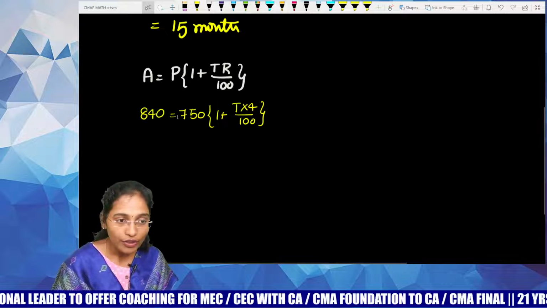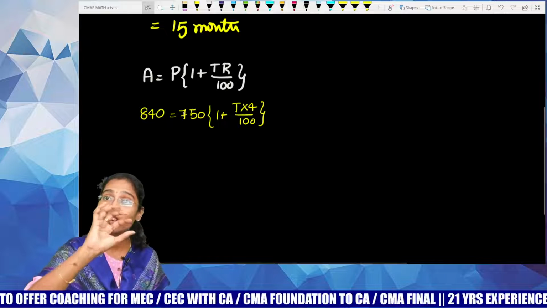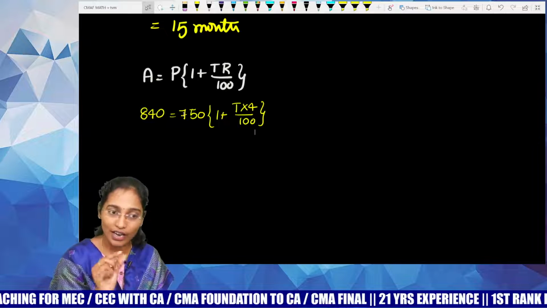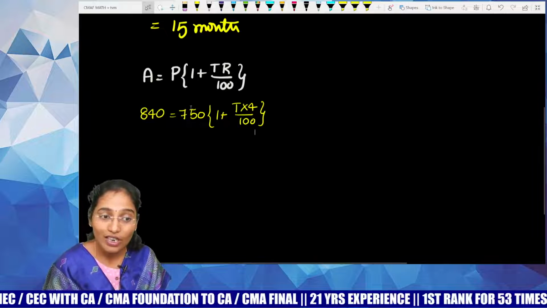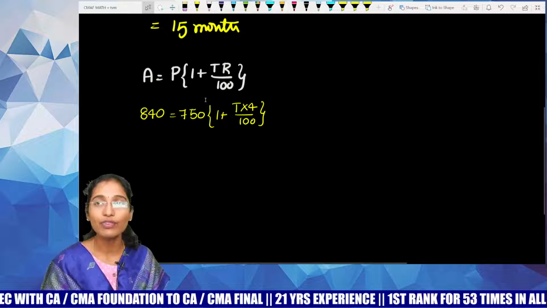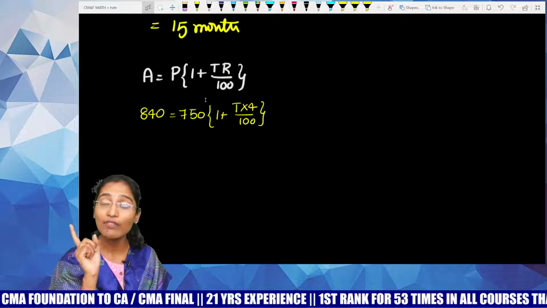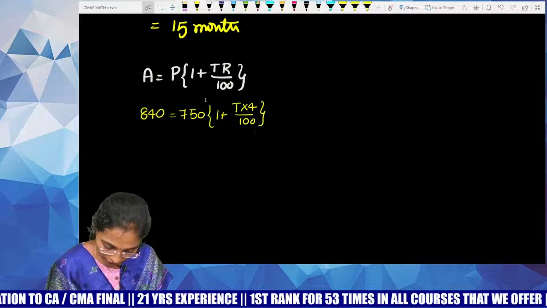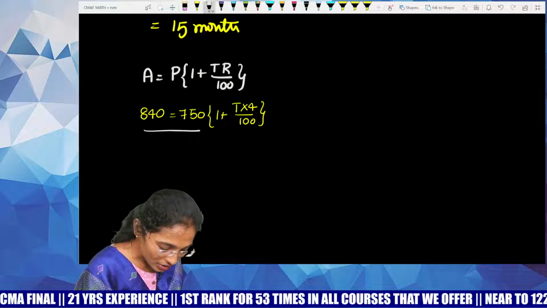Now, take the 750. Guys, you should not take the bracket directly to the other side. You have to take the terms before that first. What is the term before the bracket? 750. Take this 750 to the left side. If you take it to the left side, this will become divided by. So 840 divided by 750. Are you done? So you're done till this step.